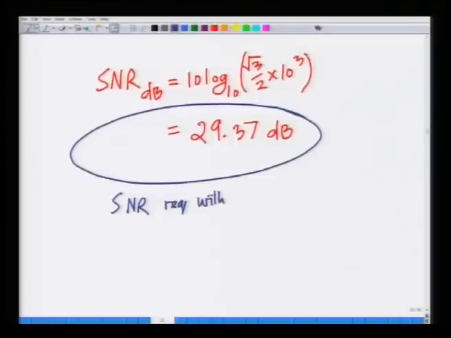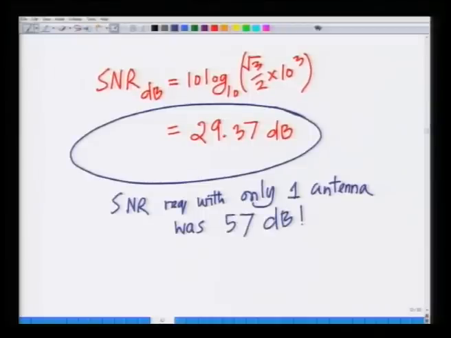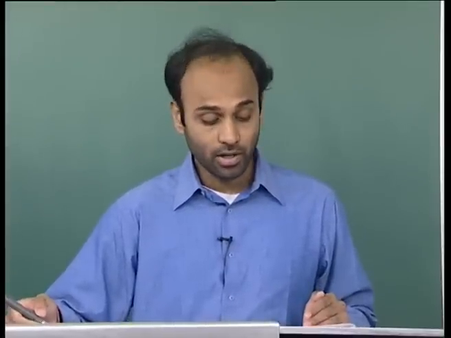with only one antenna was, let me refresh your memory, we computed similarly the SNR required with one antenna, and that was 57 dB. Now, when we added one more receive antenna to the system and we did some intelligent signal processing in terms of maximal ratio combining, that SNR required has come down to approximately 29 dB.